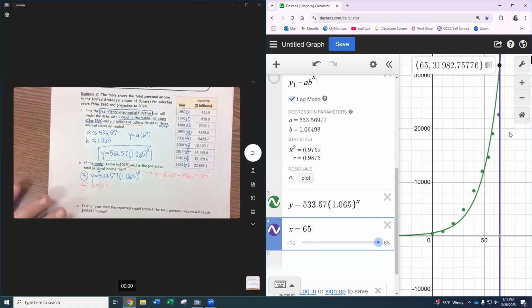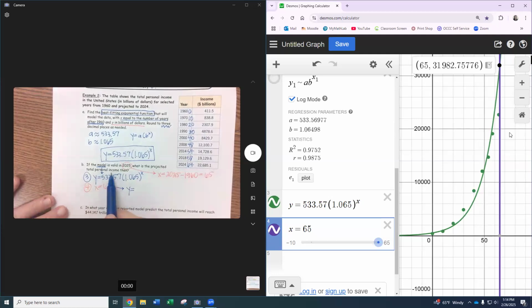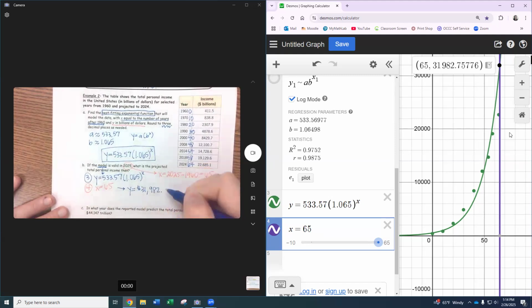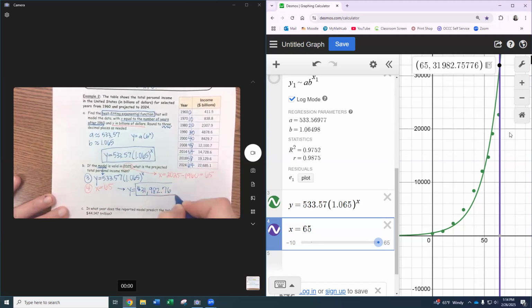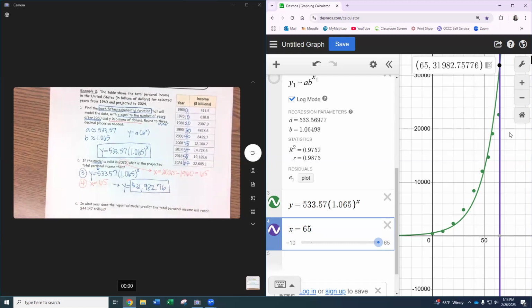Okay, 65. That's going to be way up here. And so that will then give me y equals, it doesn't tell me how to round because we're talking about personal income. We're talking about money. Let's go to the nearest cent. So 31,982.76 is my answer there.